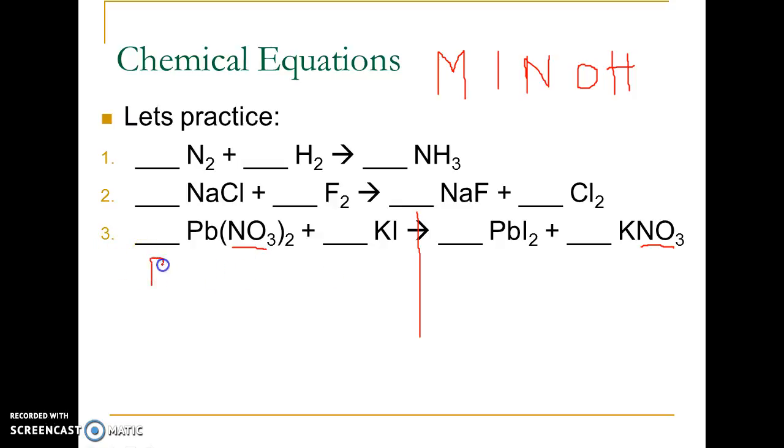Alright, so I'm going to go ahead and start making my inventory. Here is lead. I have nitrate, which is NO3. Do not forget your 3. Remember, you cannot change your subscripts. I have potassium, and I have iodide.